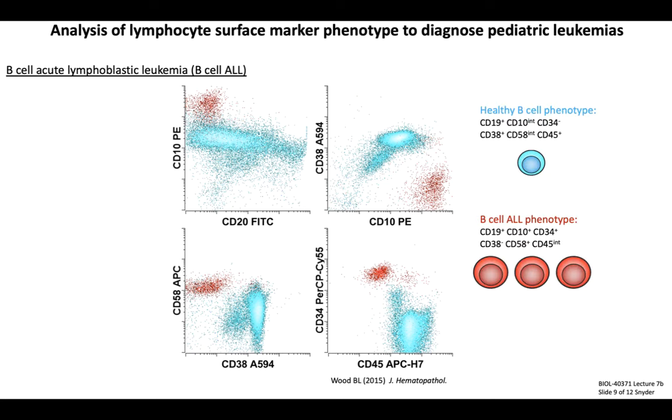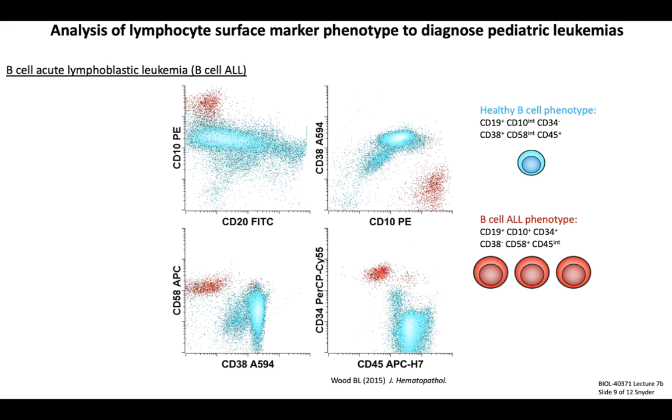This set of sample flow plots show phenotypic comparisons between a leukemia patient in red and a healthy control patient in light blue. Now, these populations are gated on CD19 positive B cells taken from bone marrow samples, and then stained with 5 other markers that are used to distinguish between leukemic versus normal B cell precursors. So healthy B cells in light blue have a surface phenotype that is defined as CD10 intermediate, CD34 negative, CD38 positive, and CD58 intermediate, and then lastly, they are also CD45 positive.